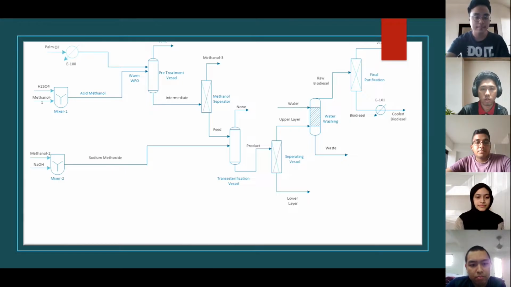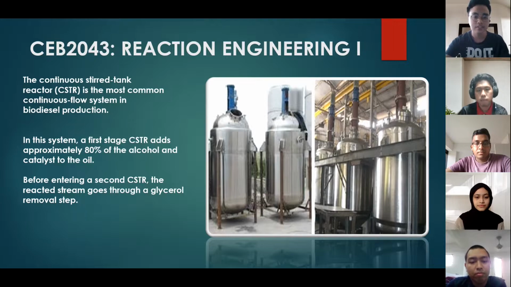As a group of fresh chemical engineers, me and my team have proposed the process flow diagram for the overall process of biodiesel production. Starting from the palm oil as the feedstock, it will flow and pass to the pre-treatment vessel to undergo transesterification reactions. The product from this reaction will then pass through several purification and separation units before coming out as a commercialized biodiesel.